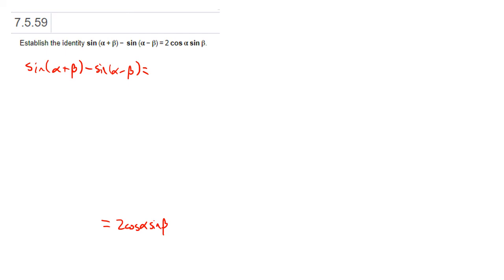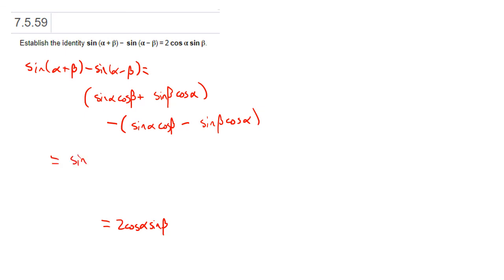So the sine of alpha plus beta is sine alpha cos beta plus sine beta cos alpha. Then I need to subtract the sine of alpha minus beta, which is sine alpha cos beta minus sine beta cos alpha. If I distribute that minus sign out, okay, our first term is what it is. I'm not changing this sum from sine alpha plus beta. Then I distribute the minus sign out and I get a minus sine alpha cos beta and a plus sine beta cos alpha, which altogether these cancel, giving me 2 sine beta cos alpha.